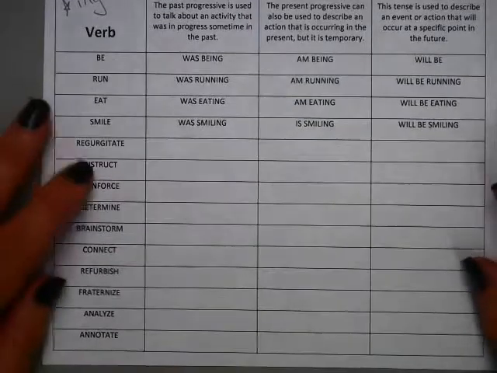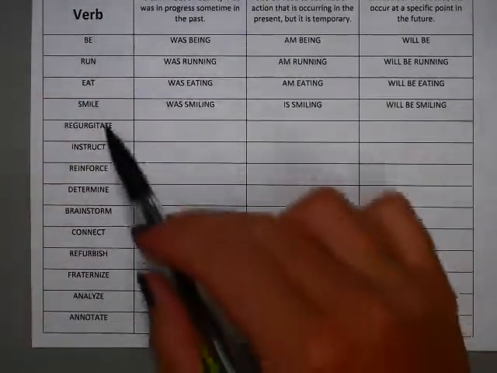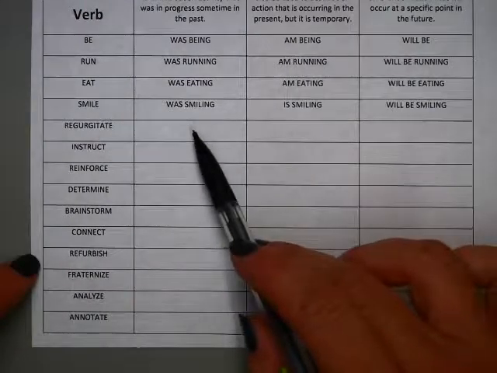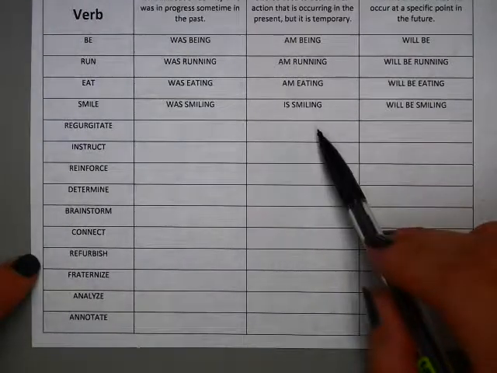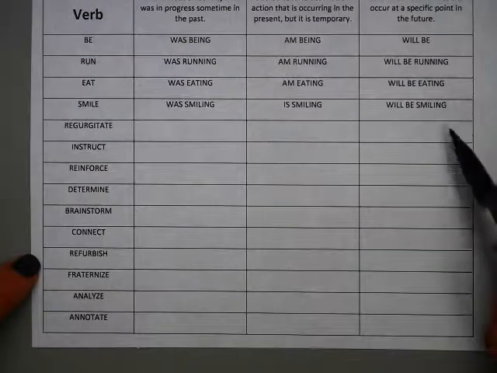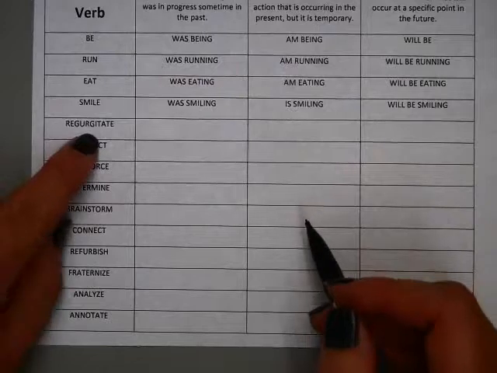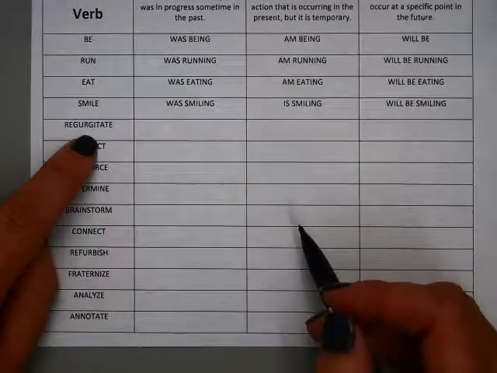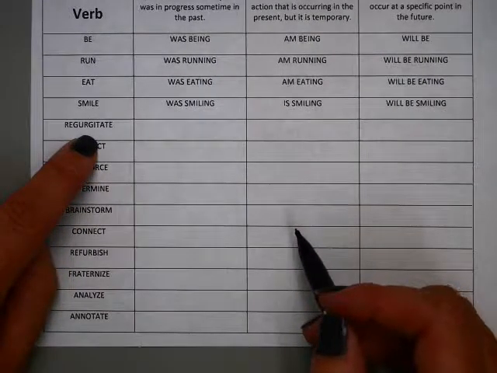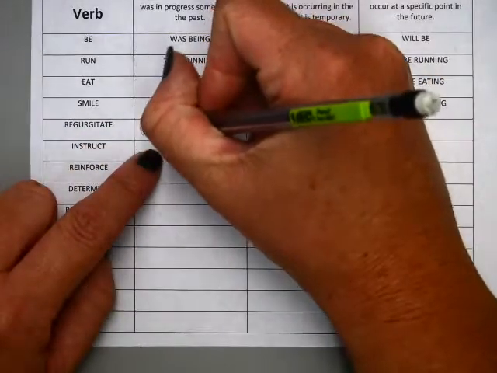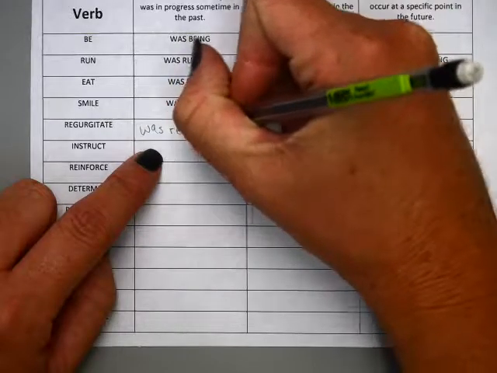So what I'm going to have you do right now is to look at each of these verbs that I've given to you, and I want you to change them so that they are then in the past progressive tense, in the present progressive tense, and in the future progressive tense. So you're going to go through each one. We'll just do a couple together just so you know what you're doing. So the first one is regurgitate, kind of like birds do when they're trying to feed their young. So let's say that I saw a bird on my porch yesterday, and that bird was regurgitating food for its babies.